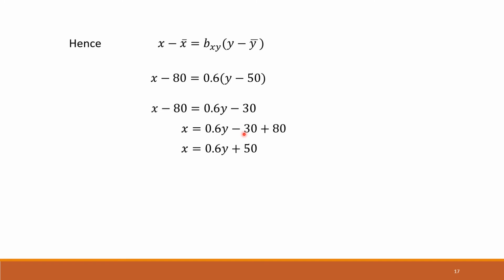opening the bracket and keeping X on the left hand side and Y on the right hand side, we get X equals 0.6Y plus 50. Just open the bracket, take 80 to the other side: minus 30 plus 80 becomes 50. So X equals 0.6Y plus 50. Now we are asked to calculate the marks in mathematics when Y is equal to 60. So when Y is 60, X will be 0.6 into 60 plus 50. That comes out to be 86. So the marks in mathematics is 86 when the marks in English is 60.